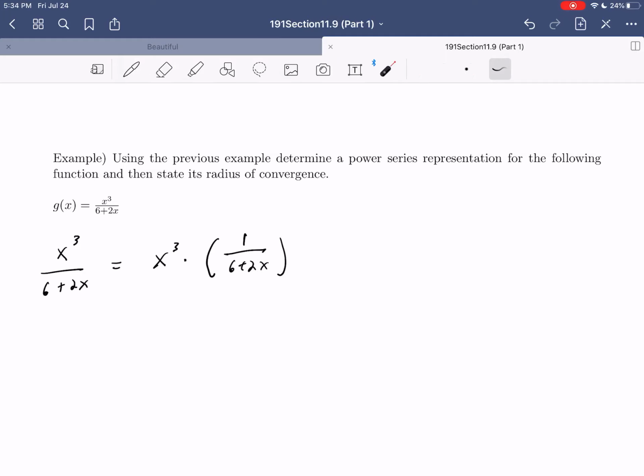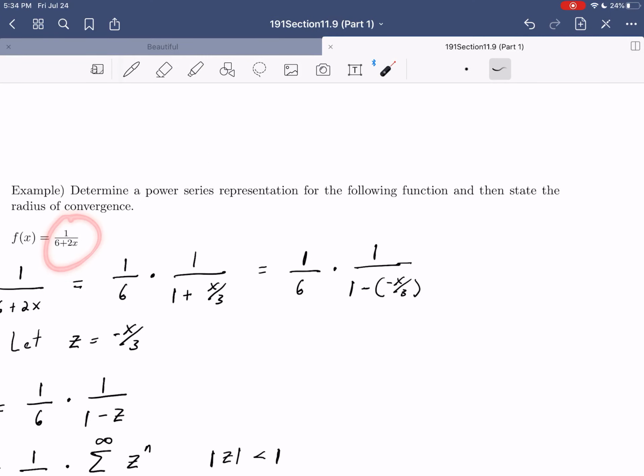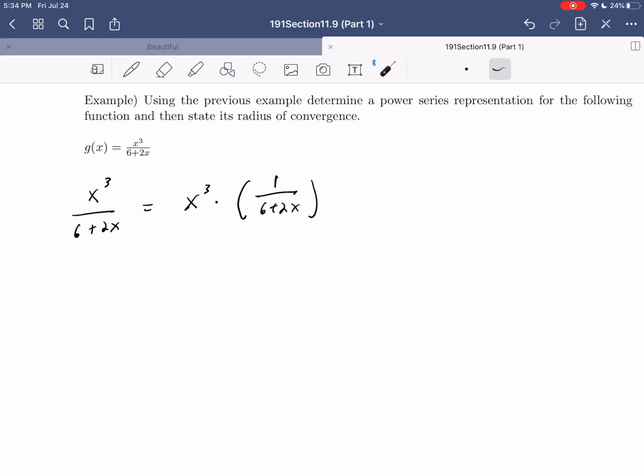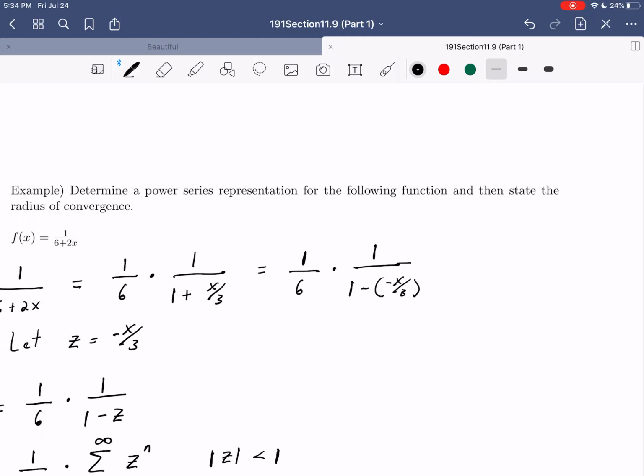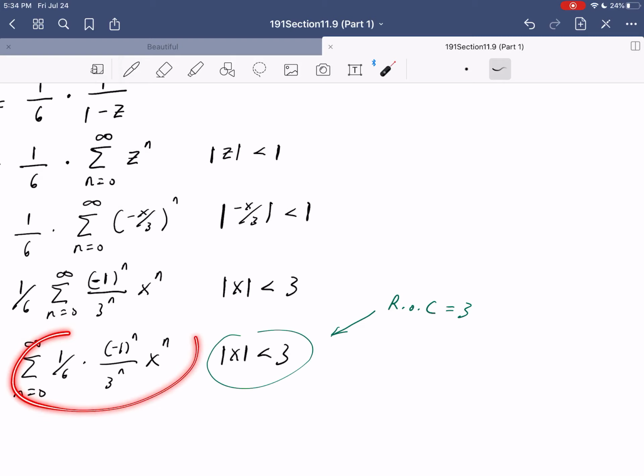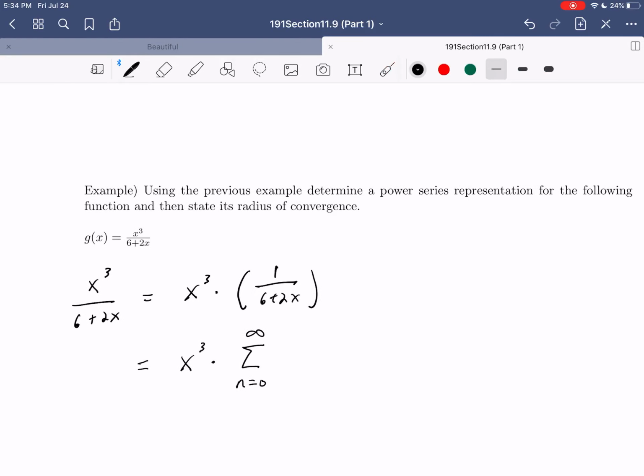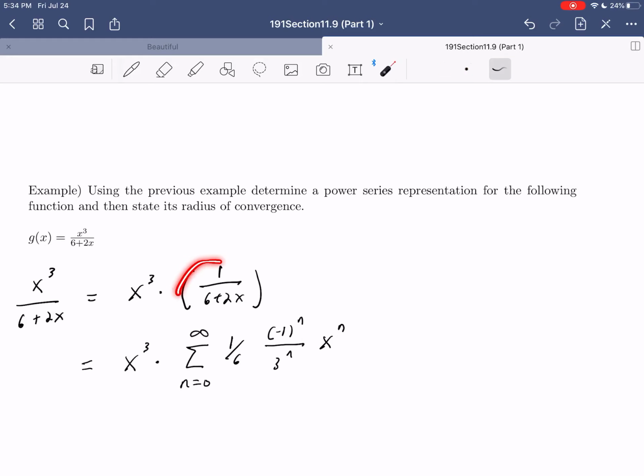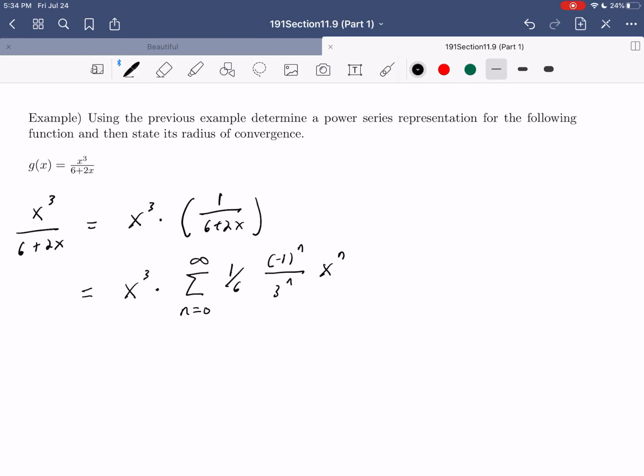Now, of course, we have a massive hint here. We're saying use the previous example. And remember, in the previous example, we built a representation for 1 over 6 plus 2x. So we can then go ahead and say that this is equal to x cubed times that summation from n equals 0 to infinity. And we're just going to use this exact expression: 1/6 times (-1)^n over 3^n, x^n. And this moment where we say that this can be replaced with this power series, remember that only holds on a certain interval, in this case, absolute value of x less than 3.